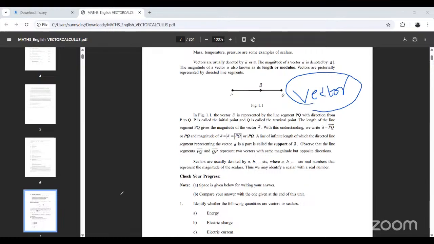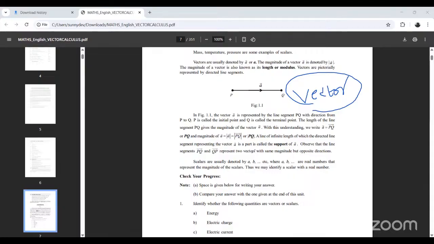Velocity and acceleration are vectors. Force is also a vector. Mass, temperature and pressure are scalars. So in mathematics, what is a scalar? It is nothing but a number.